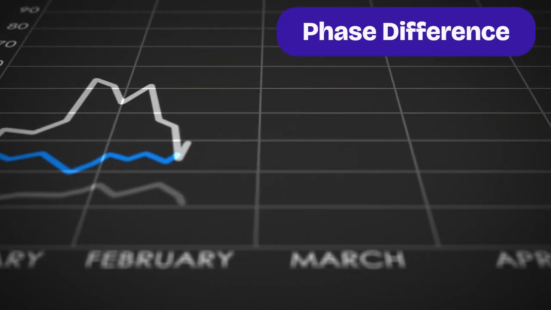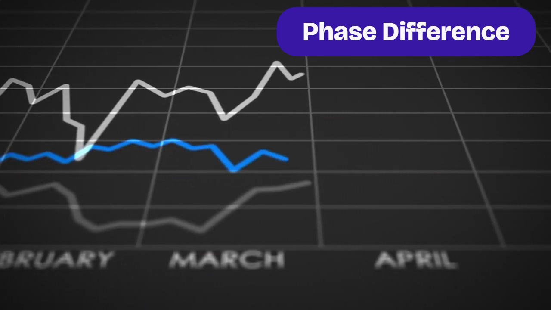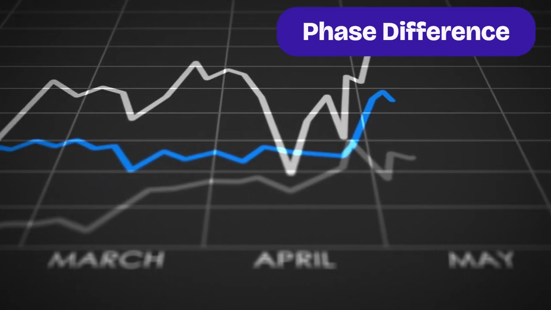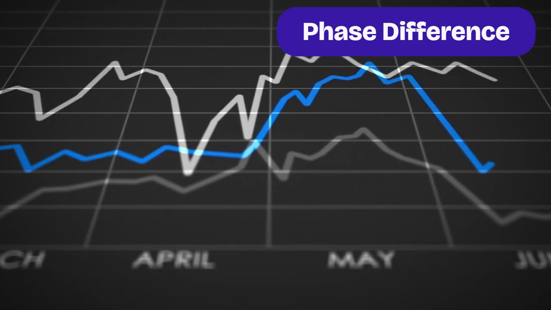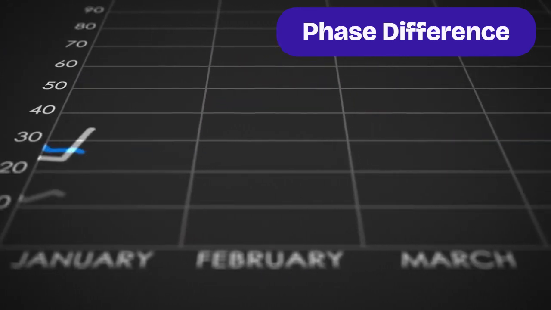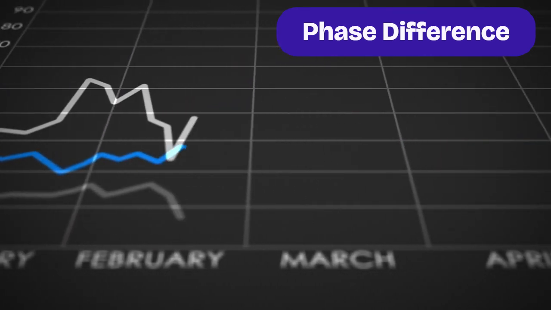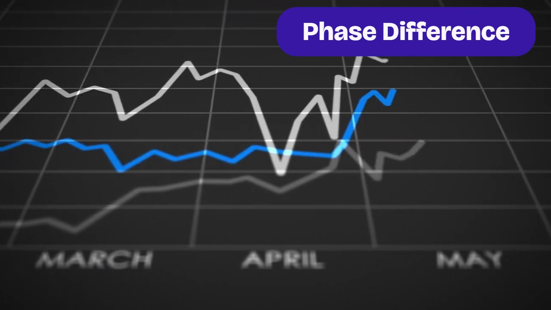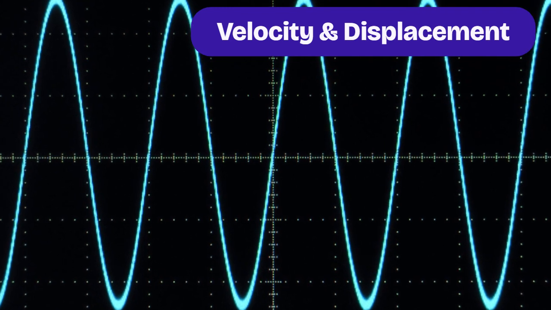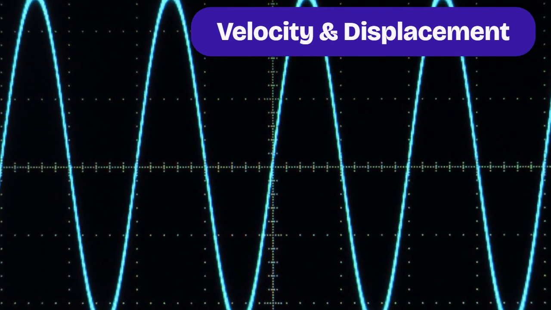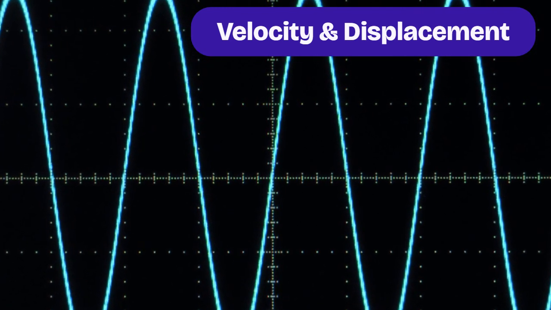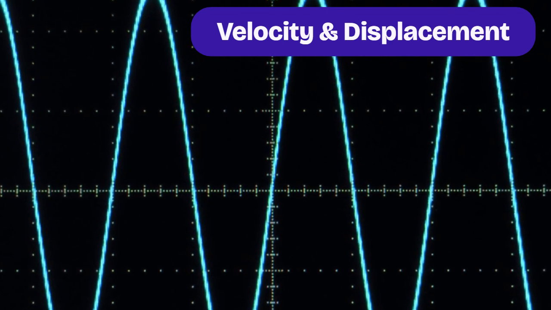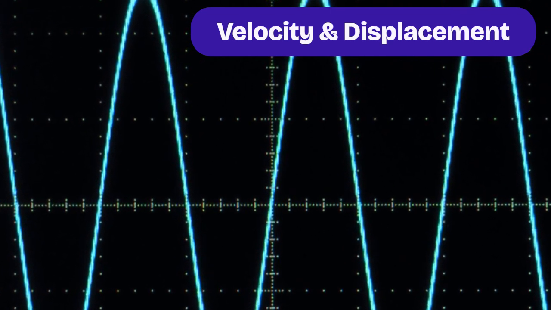In simple harmonic motion, displacement, velocity, and acceleration are out of phase with each other. Displacement and acceleration are 180 degrees apart, meaning when displacement is at its maximum, acceleration is at its minimum in the opposite direction. Velocity, on the other hand, is 90 degrees out of phase with displacement. Understanding these phase relationships helps explain the timing and movement of oscillating objects.